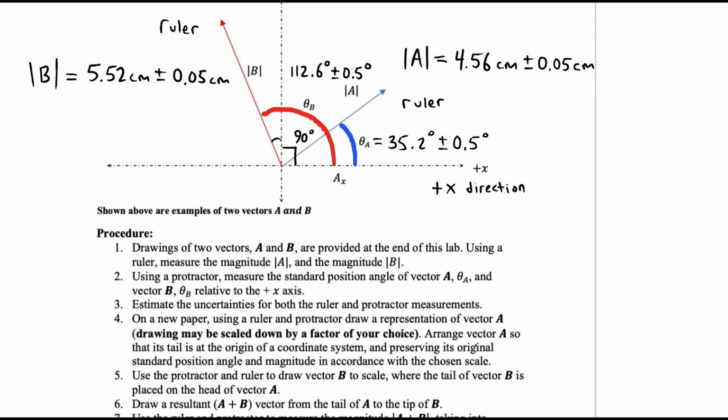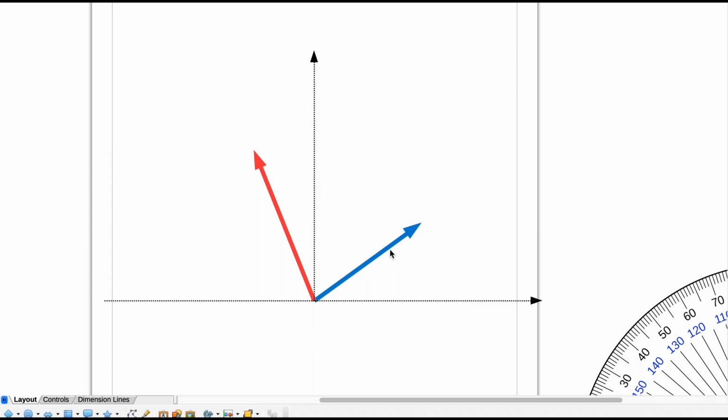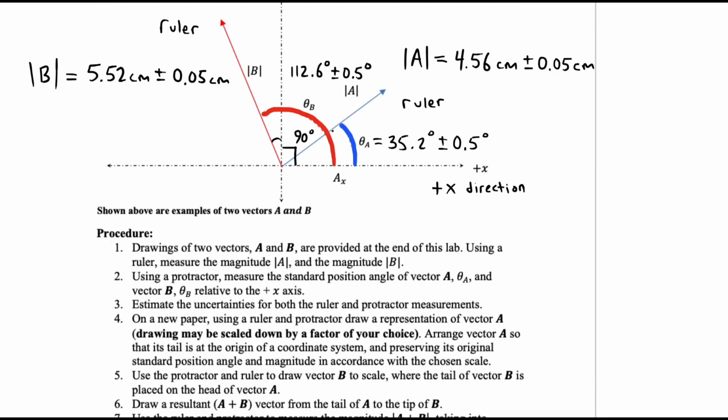And the directions say to arrange vector A so that its tail is at the origin, preserving its original standard position angle and magnitude in accordance with whatever chosen scale I use. As you can see, vector A that I've drawn points in the same direction as the vector A on the page in the instructions. And also, my vector A has the same length as this vector A.